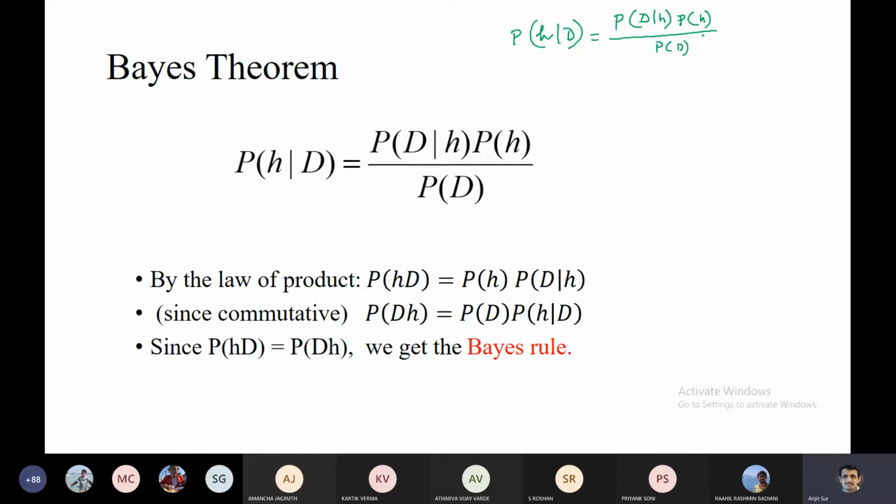Or you can say prior of hypothesis, prior probability of the hypothesis, and prior probability of data. We'll see later also what the meaning or implications are here. Now, how can we prove it? So what is the proof of this?